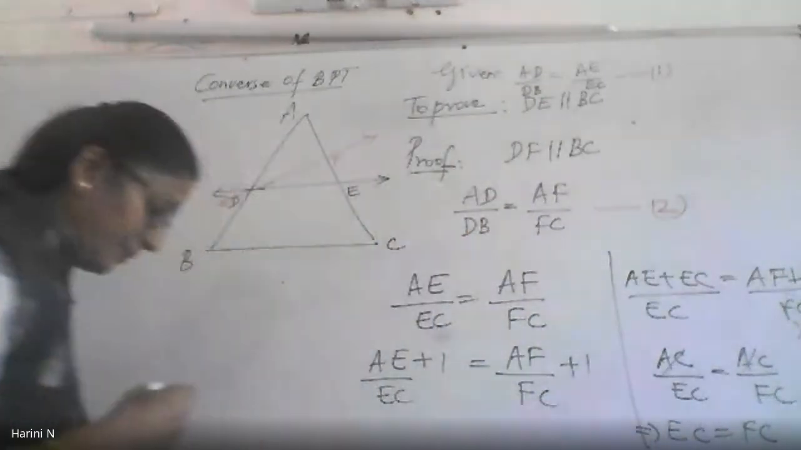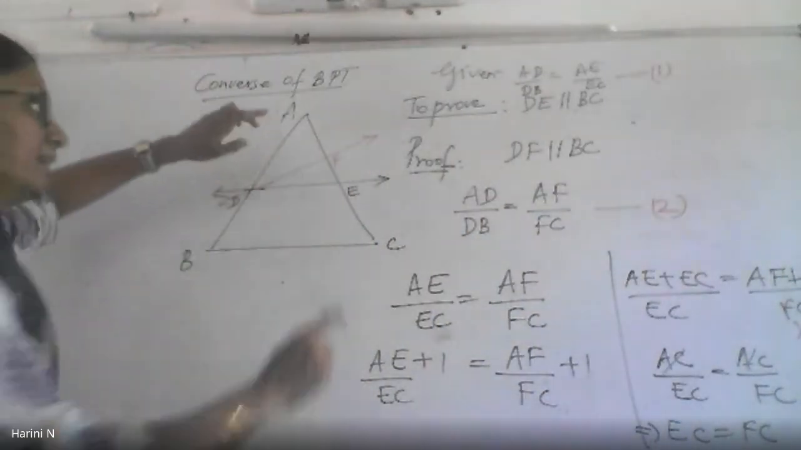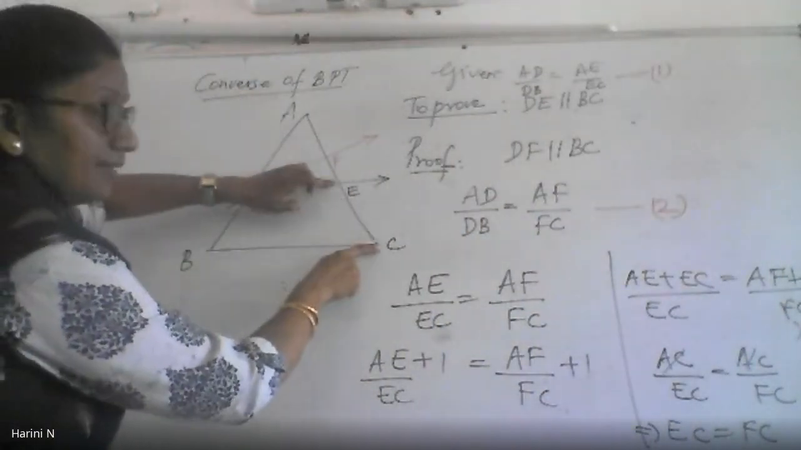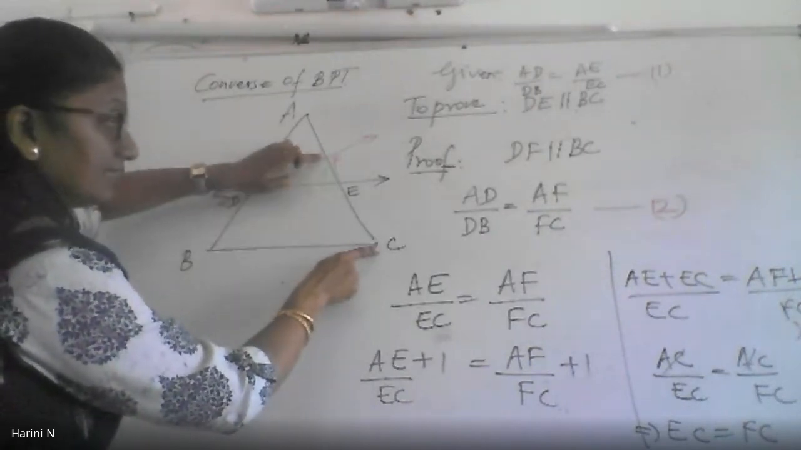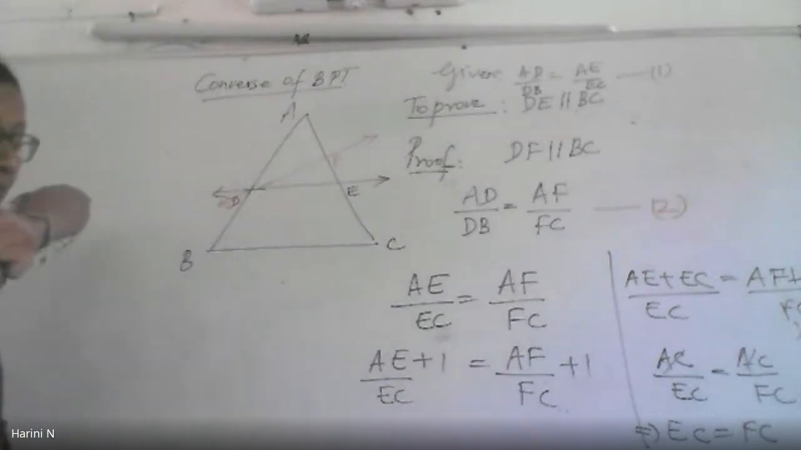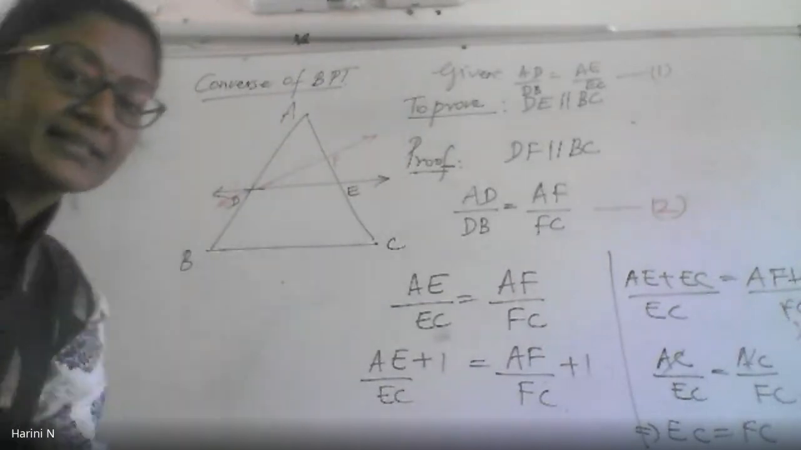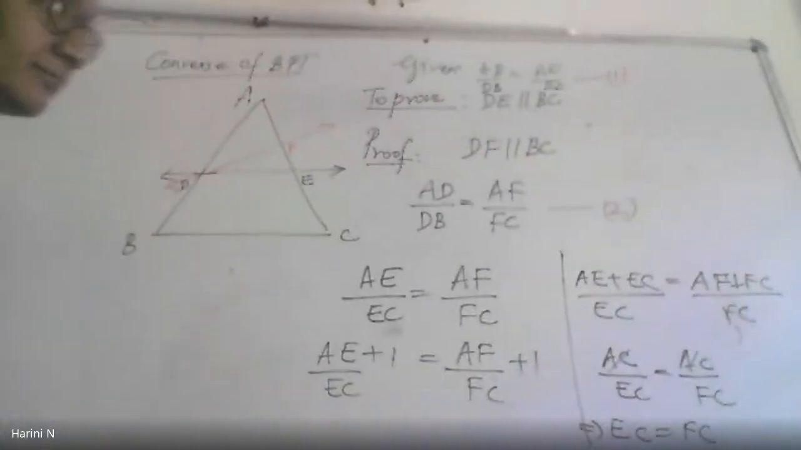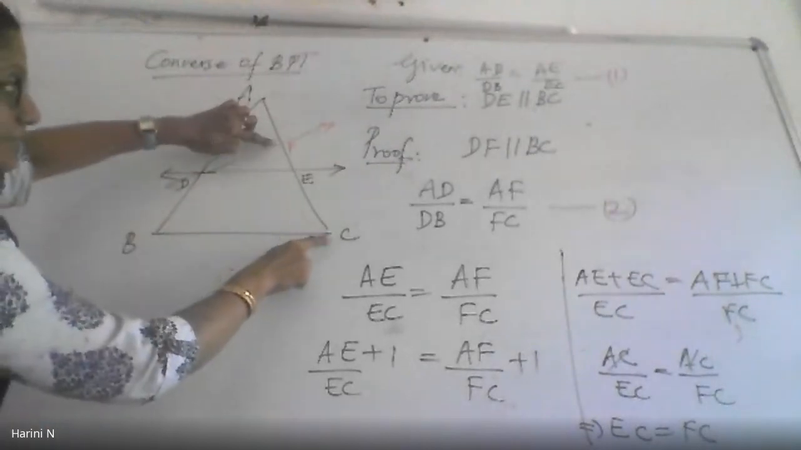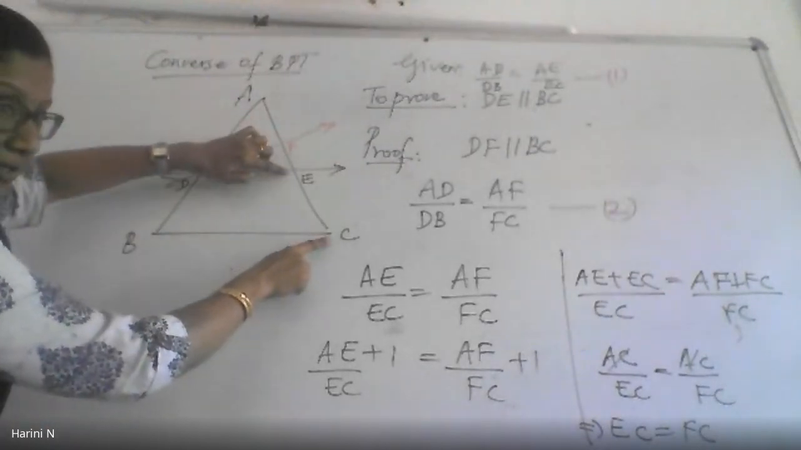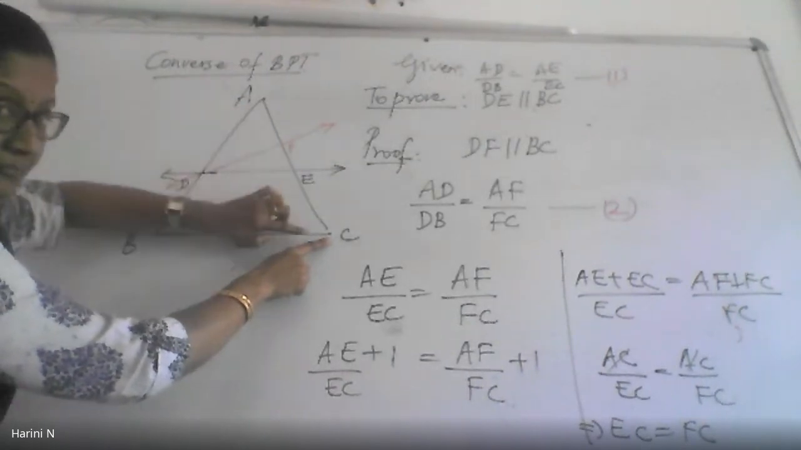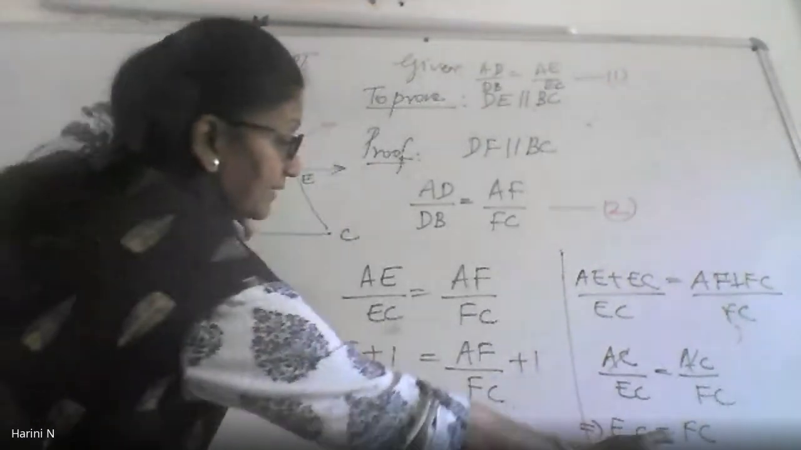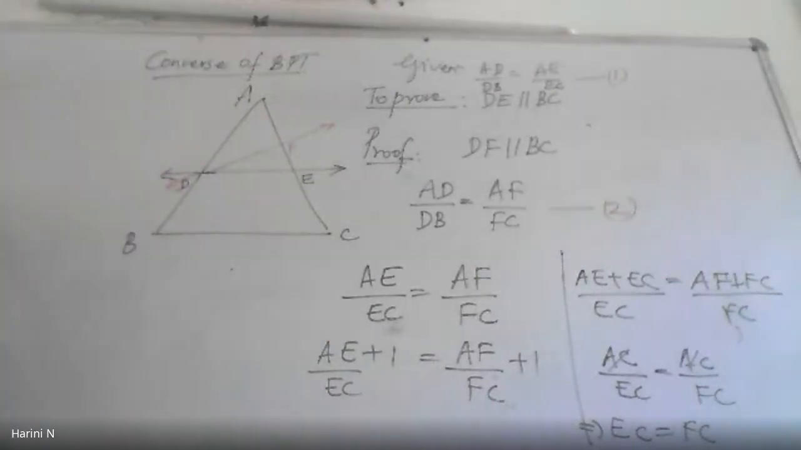So go back to the diagram and try to understand what you mean by saying your EC and FC are equal. Can this happen? That the distance FC and EC can become equal? When do you think it can become equal? One is longer, one is shorter. Can you see from the diagram here? But I am saying EC is equal to FC. Can it happen?